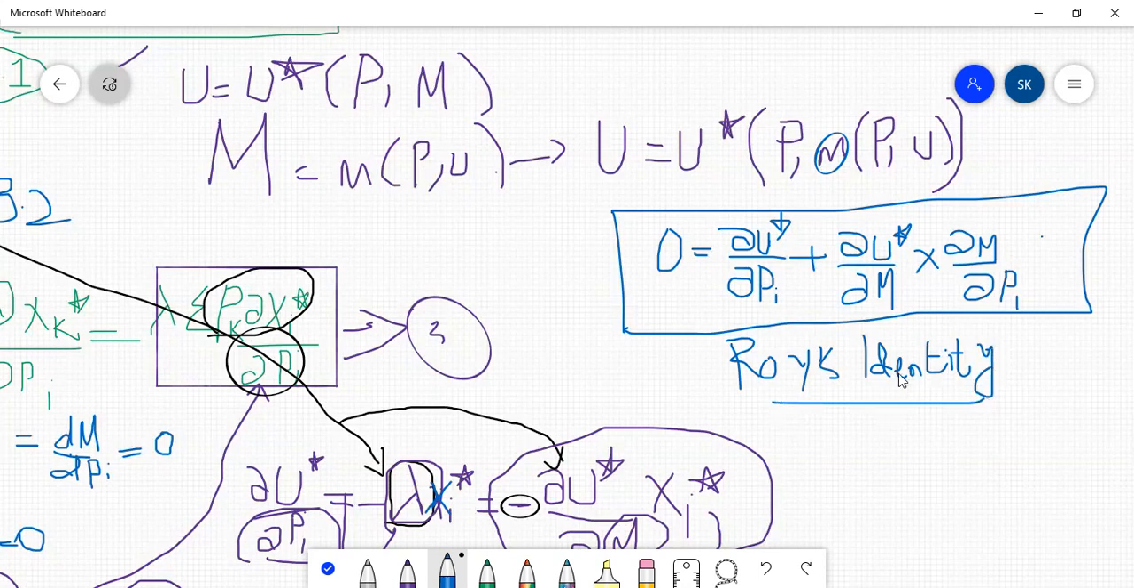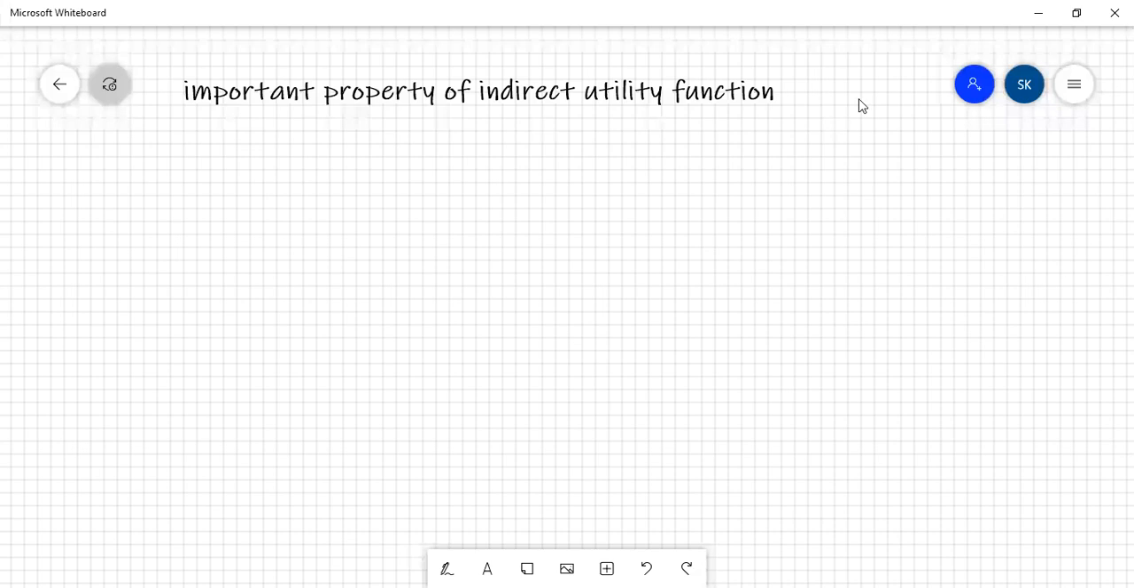After this, we will move towards the important property of the indirect utility function. Now let's move to our property of indirect utility function. Indirect utility is ordinal, it is not cardinal. Therefore, it is quasi-convex in the prices and income. Previously, we studied the expenditure function, and in its property, we studied the concavity in prices. Now over here, the important point is that it is quasi-convex in the prices and income.